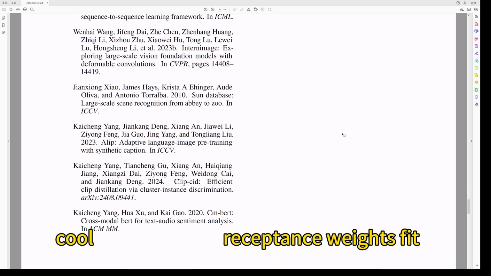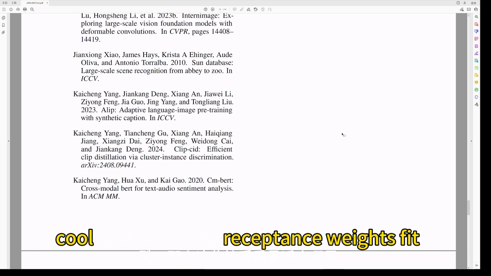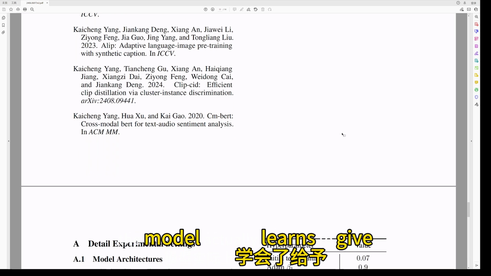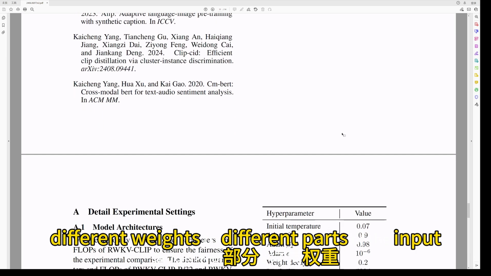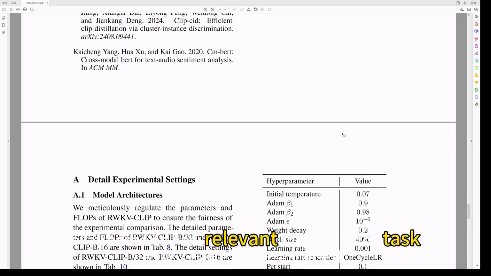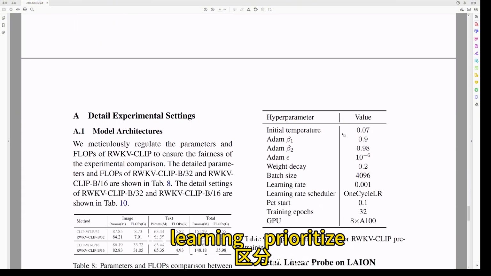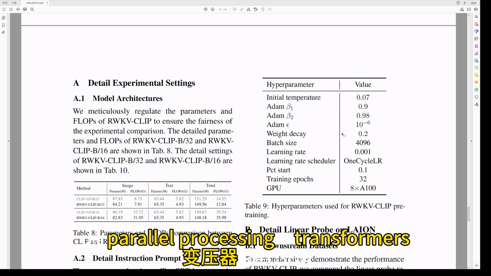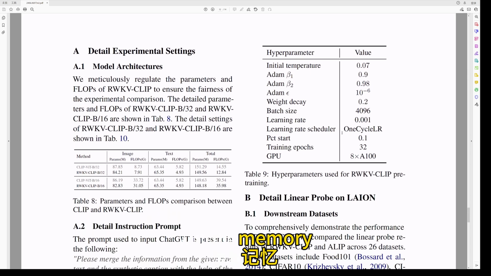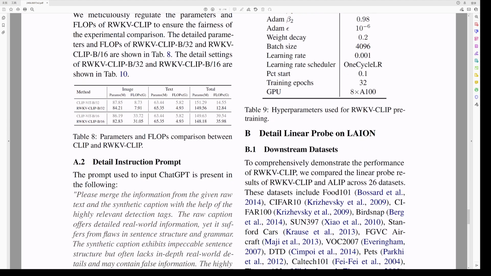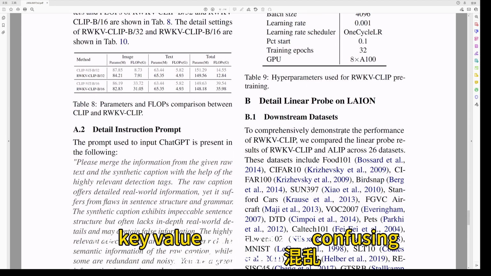Cool. So where do those receptance weights fit in? Ah, that's the secret sauce. The model actually learns to give different weights to different parts of the input, based on how relevant they are to the task. So it's not just going in order, it's learning to prioritize. Exactly. And that's how it gets the parallel processing of transformers with the memory efficiency of RNNs. That's wild. But the key value part is still a bit confusing.